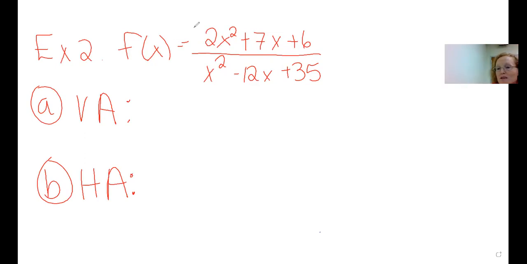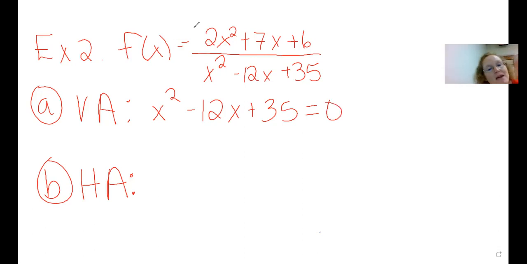So remember, vertical asymptotes is like a restricted value. So what you're going to do is come in here and you're going to take this denominator, x squared minus 12x plus 35. And instead of setting it not equal to 0, we're just going to say, hey, where does it equal 0? Because that's going to give me those vertical asymptotes.